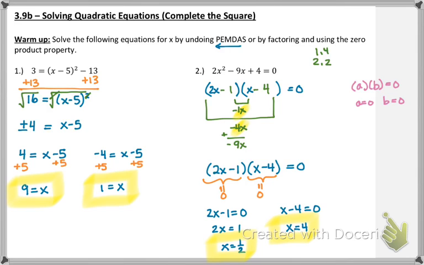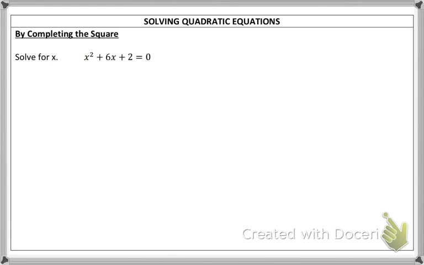So let's look at the next problem. Today we're going to learn a third method of solving quadratic equations other than factoring and undoing PEMDAS, and that's because sometimes you can't factor and you can't undo PEMDAS. So if you look at this problem, x squared plus 6x plus 2, there's more than one term of x's that I can't combine. So I can't rearrange the equation and isolate the x.